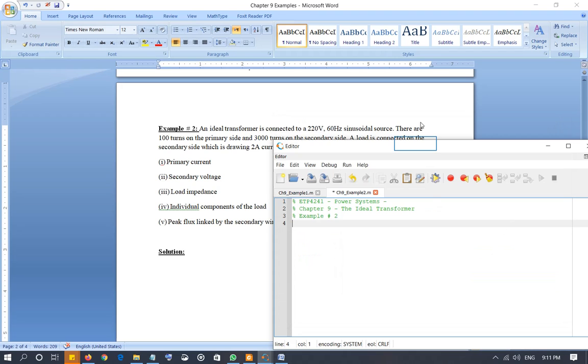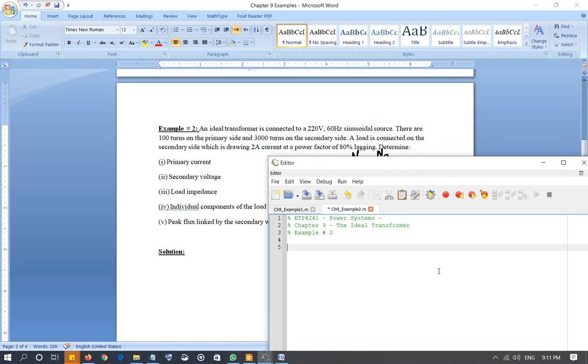Okay, I'm gonna go ahead and define all my variables. So my ES is 220, my F is 60, my N1 is 100, N2 is 3000, and my I2 is 2, and the load power factor is 0.8. Okay, now we know that N1 is 100 and N2 is 3000.